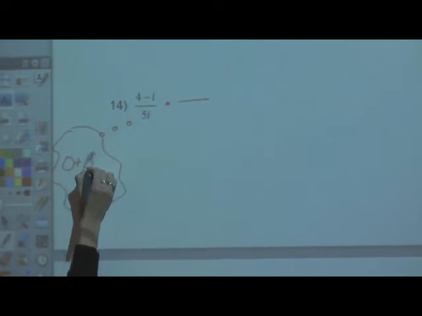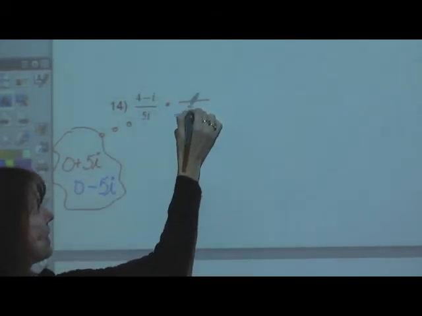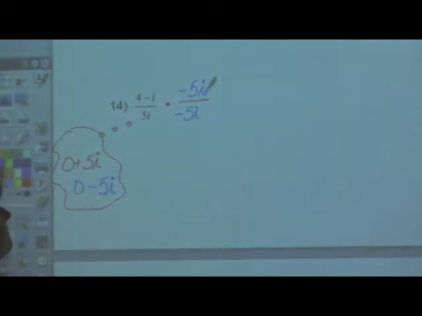5i is the same thing as 0 plus 5i. So what's the conjugate of 0 plus 5i? 0 minus 5i. You simply change that middle sign. Now I'm not going to write the number 0, but I will take the minus 5i. And then you're going to multiply.